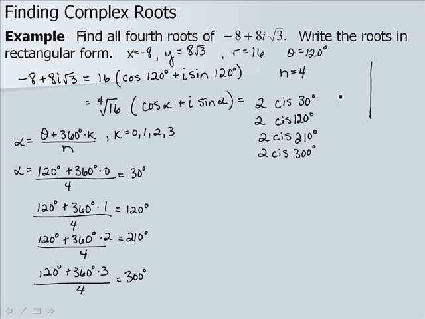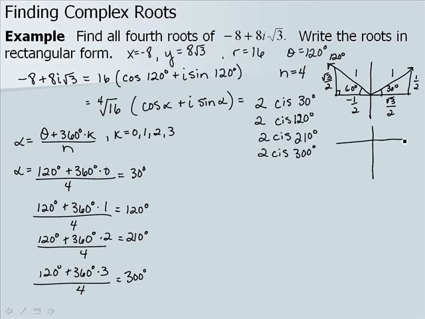So let's draw our coordinate plane. We see that 30 degrees is in quadrant 1. We'll have 1/2, square root of 3 over 2, and 1. 120 degrees is in quadrant 2. So when we do our reference angle, we'll get 60 degrees, which we would have square root of 3 over 2, negative 1/2, and 1.